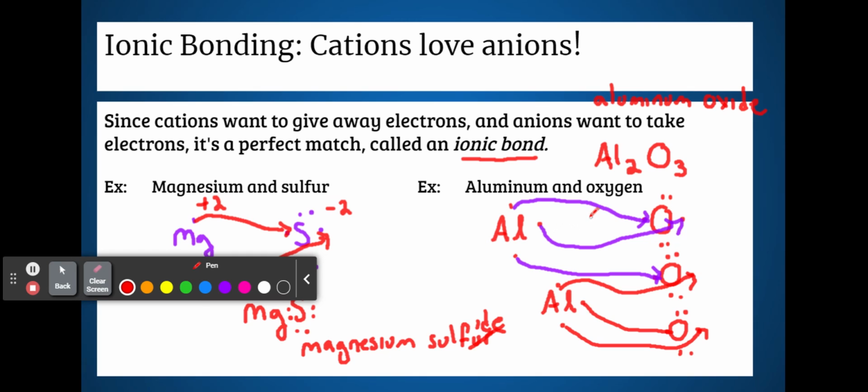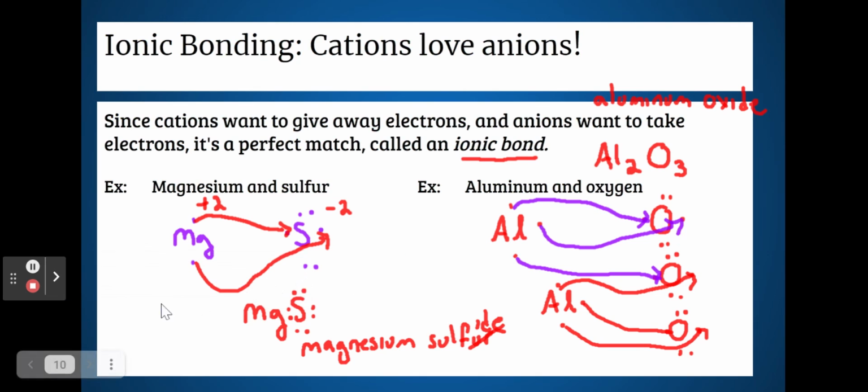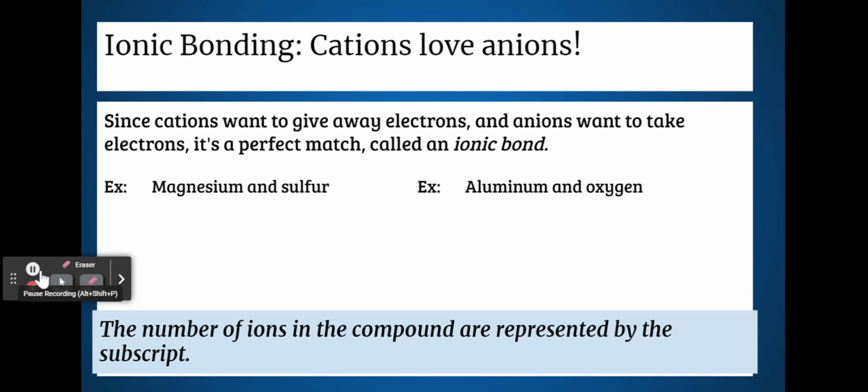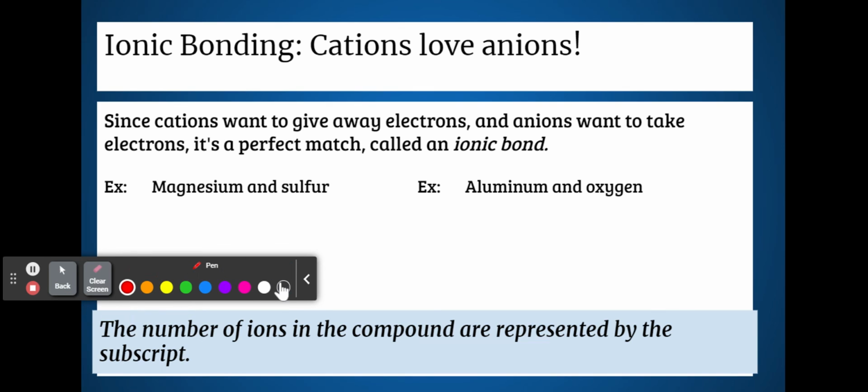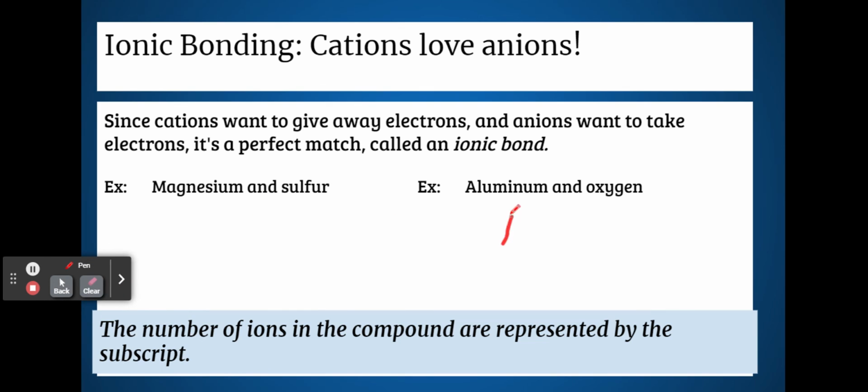So that was a lot of information there, but that's okay. We're going to have some practice. So I wrote here for you that the number of ions in the compound is represented by the number in the subscript. So once again, if I've got Al2O3, I've got 2 aluminums, and I've got 3 oxygens. That's what that means.